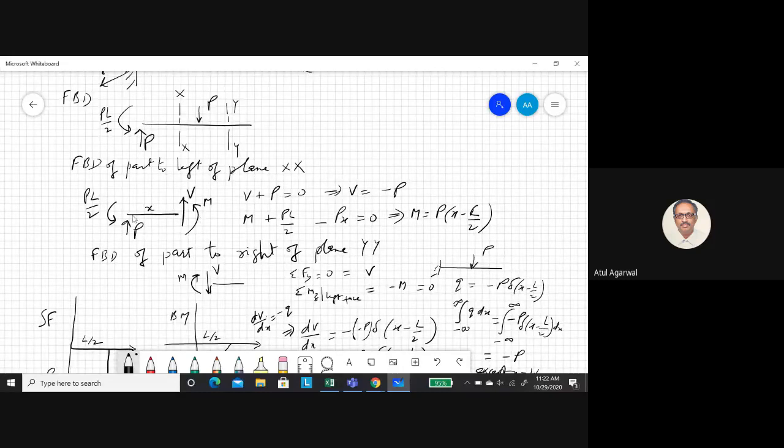I start like this. Now V plus P is equal to 0, so V is equal to minus P for force equilibrium in y direction. For moment equilibrium, you take moment about this position. So V will not contribute. This counterclockwise moment is M. This is also a counterclockwise moment, this is PL by 2. And this will cause a clockwise moment about this point, minus Px. So you get M as P into x minus L by 2.